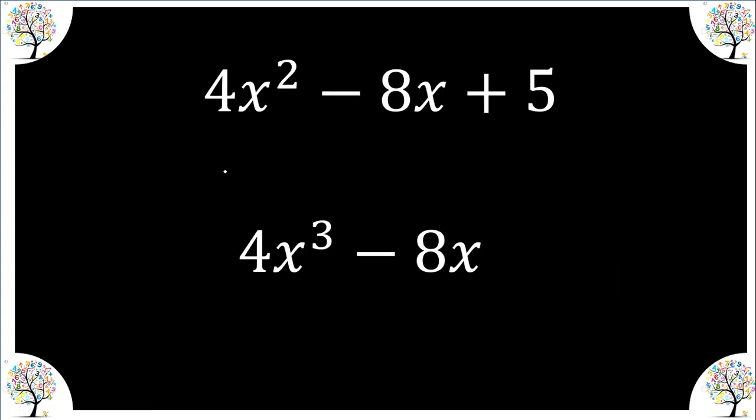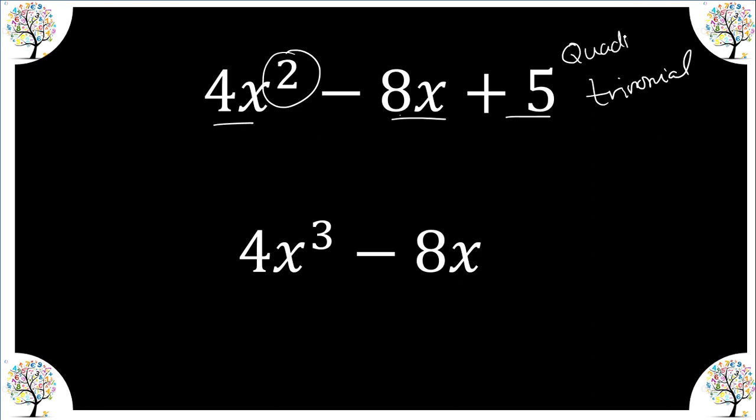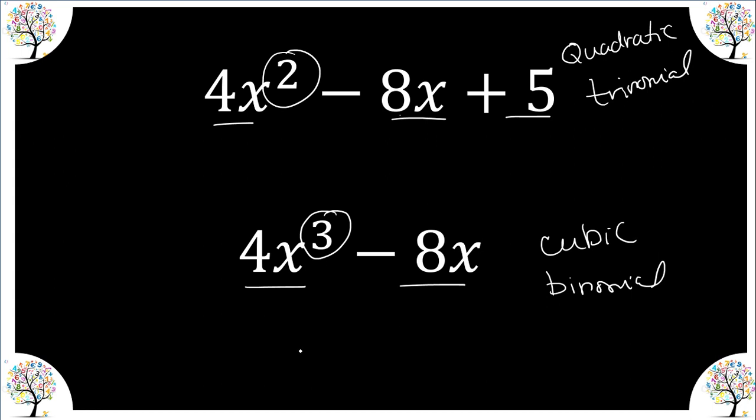Okay, so this first one, you can see that we have three terms. So this is a trinomial, and my largest exponent is a 2, so we're going to call that a quadratic. So this is a quadratic trinomial. In our second example, we have two terms. So two terms is a binomial, and we have a degree of 3. We call that a cubic, so a cubic binomial.